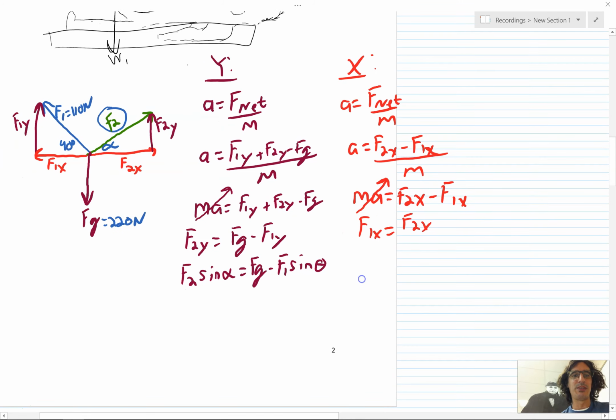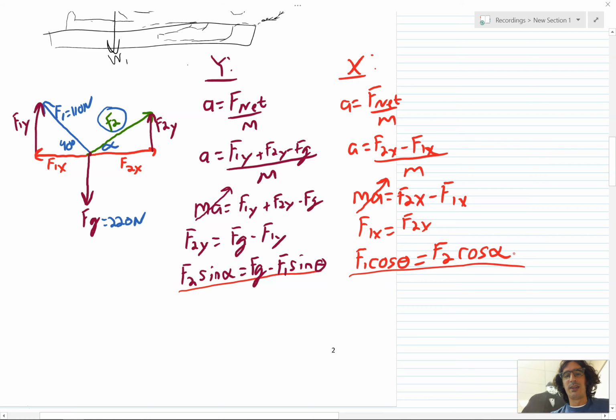Let's break down both of these. F1x is adjacent to the angle, so that turns into F1 cosine of theta equals F2x, which is also adjacent to the angle, F2 cosine of alpha. Okay, now we have our two equations and our two unknowns. And our next job is to figure out how to solve for one of the variables.